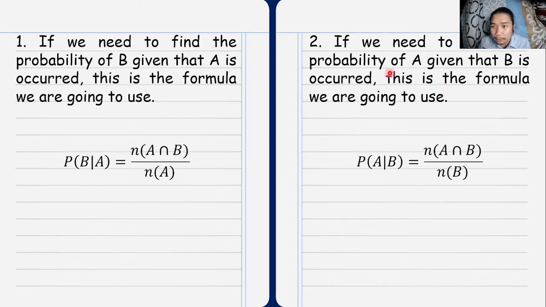If we need to find the probability of A, the letter A must be the first one to write in this formula. And then kasunod nun si event B, which is the event that has already occurred. And then for the denominator, number of B, because the only given that we have is the event B.